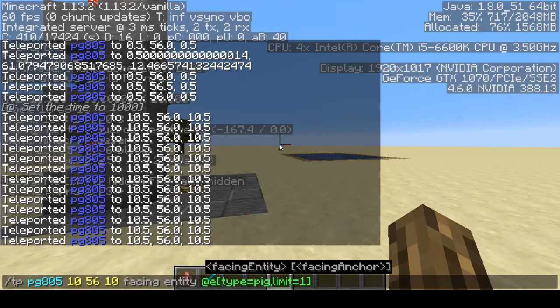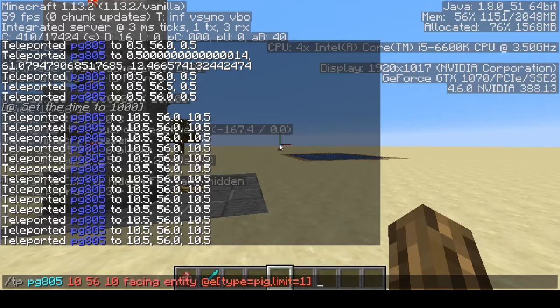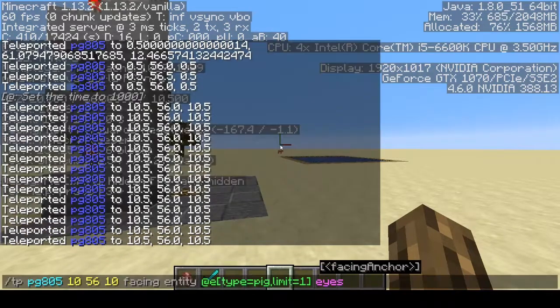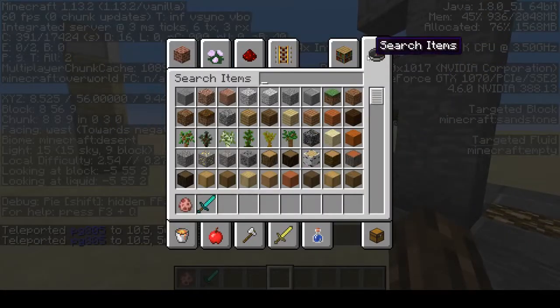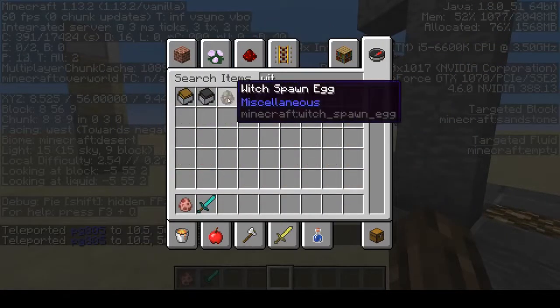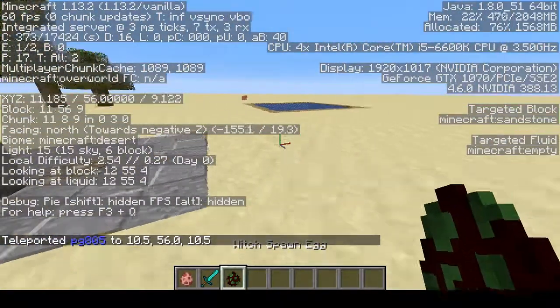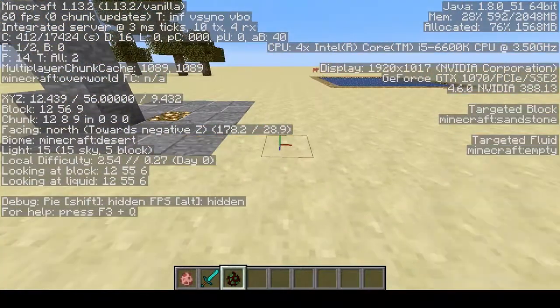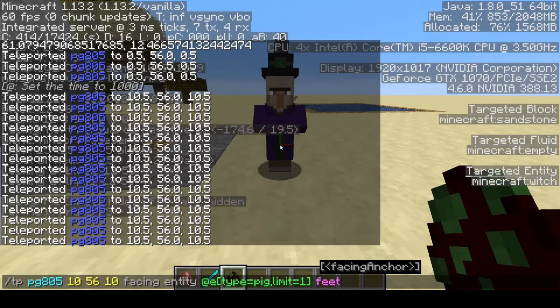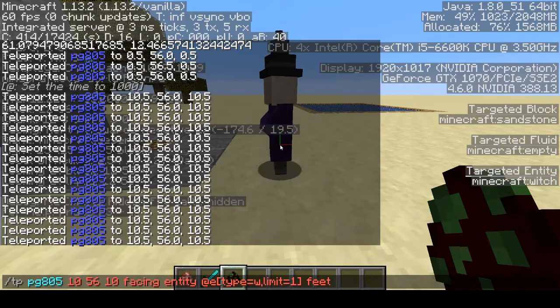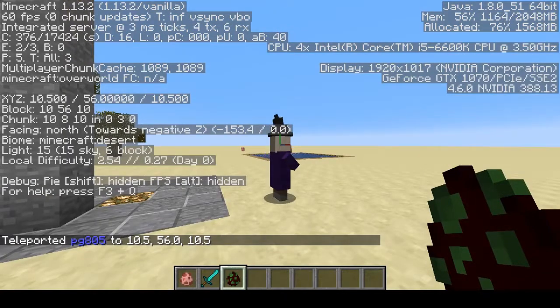Now, the final part of this last argument, it can also have another optional argument, the facing anchor, which can be eyes, if you want to look at something's eyes, or feet. Now let's get out something that actually has eyes or feet, or, well, something a little bit closer to us, but this will show us a little bit better here. If I do a witch here, type in witch, and look at that.